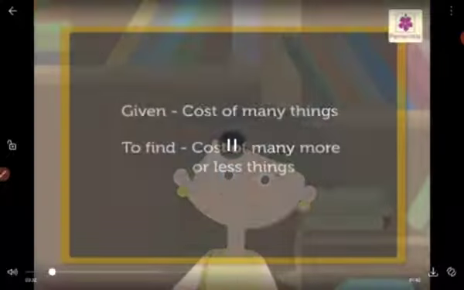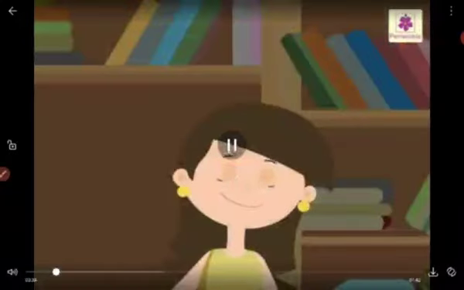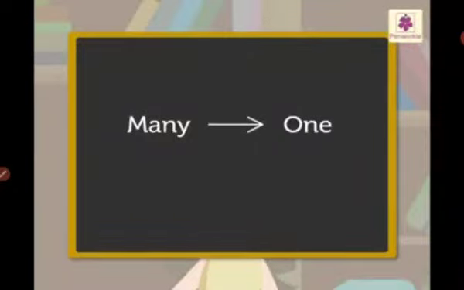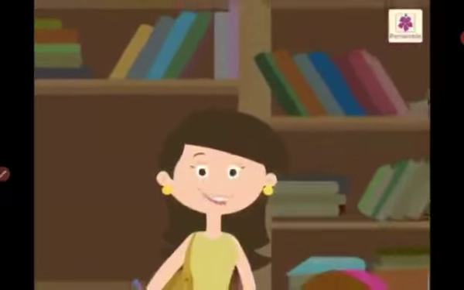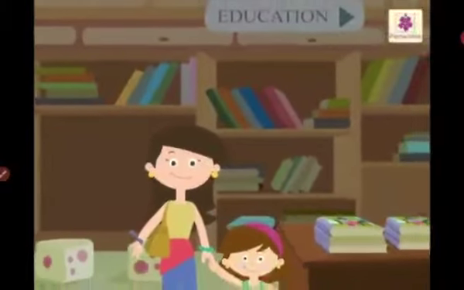So how do we do this? We first go from many to one, and then from one to many, which we have already learnt. So, let's begin shopping and learning together.